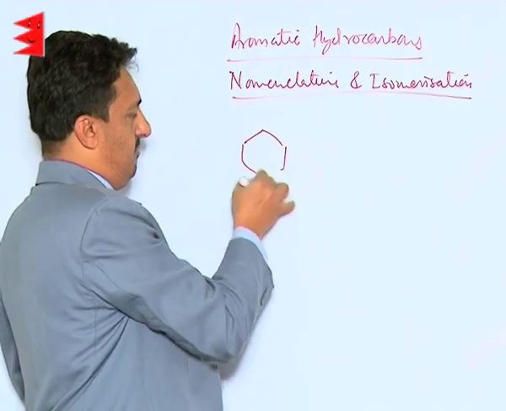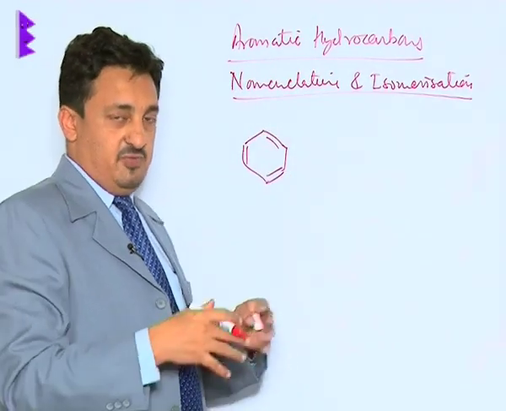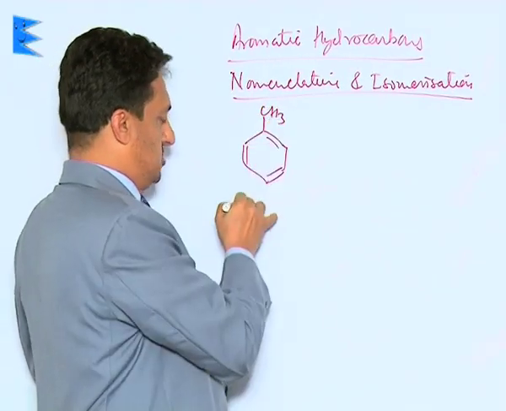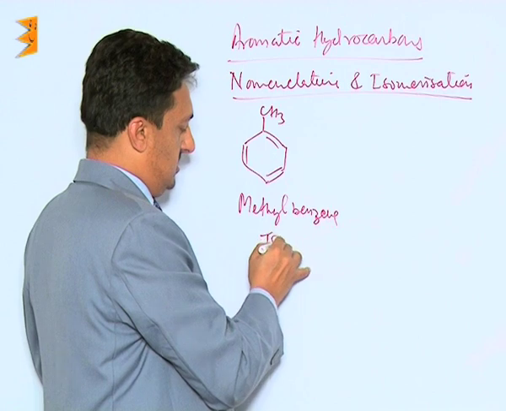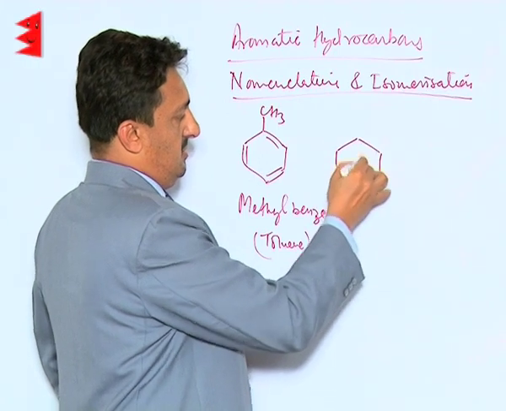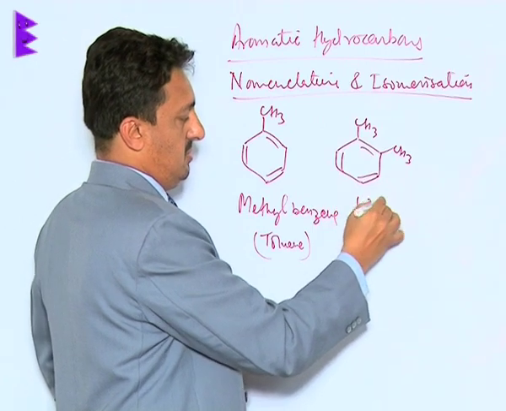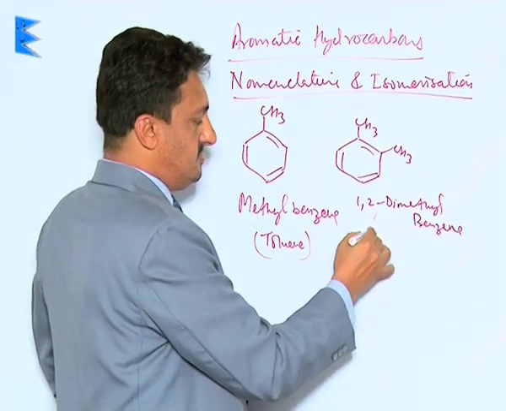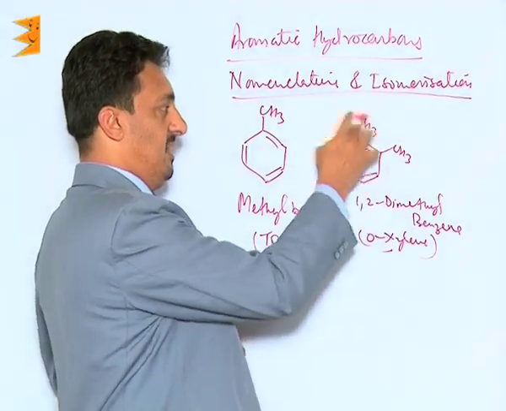See, in benzene all 6 carbons are similar, we can't differentiate them from one another. We can start the numbering from anywhere. So if we have a 1-methyl attached to it, it's called methyl benzene, or it's called toluene. If we have 2 methyl groups, we can call it 1,2-dimethyl benzene. We also call it orthoxylene. Xylene is the benzene which is having 2 methyl.